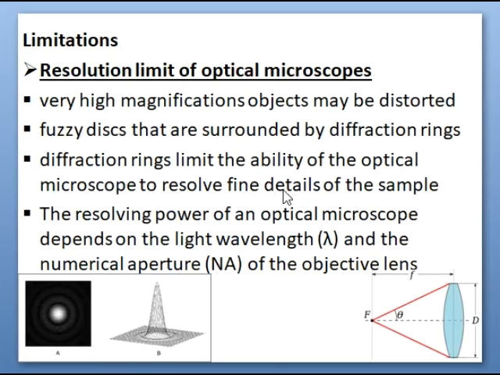Diffraction rings limit the ability of the optical microscope to resolve fine details of the sample. Whenever intricate components are there, where fine details of each and every object are to be analyzed, optical microscopy fails because it cannot go beyond a certain limit. The resolution power of an optical microscope depends on light wavelength. We already know what wavelength is. And the numerical aperture of the objective lens. Objective lens we had discussed in the optical microscope itself. The first lens through which the light passes, the image passes, is the objective lens.